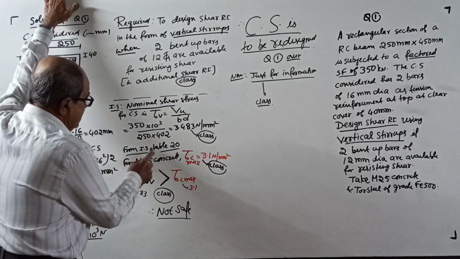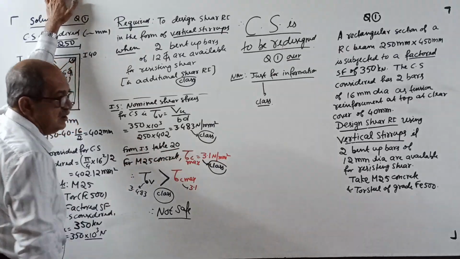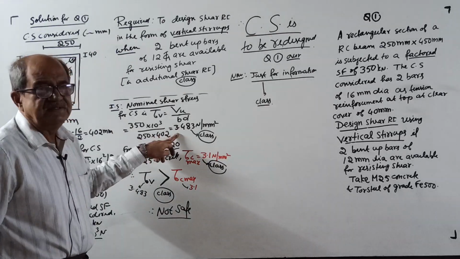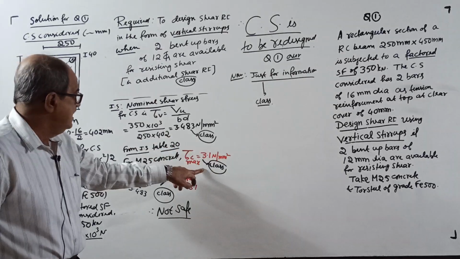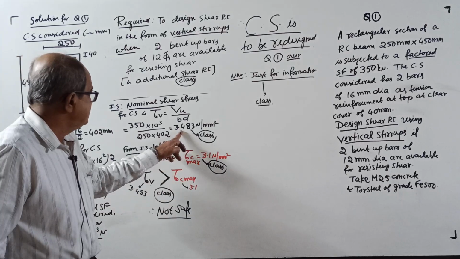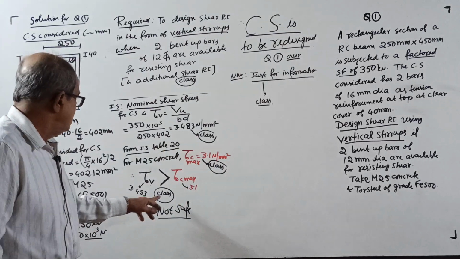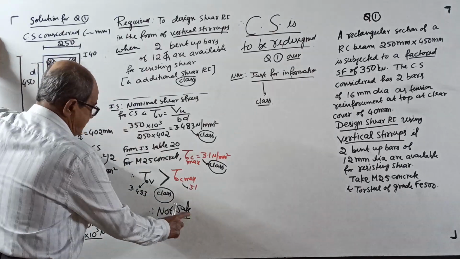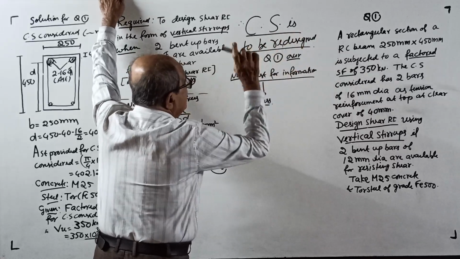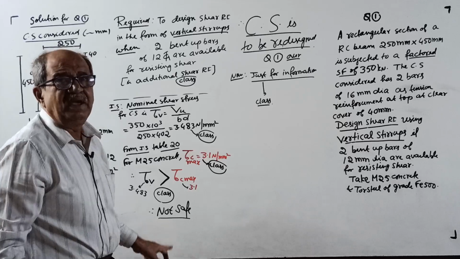From IS code, table 20, for M25 concrete, tau c max is 3.1. Oh, problem. Why? Shear stress is 3.483, but its limit is 3.1. IS code says if the shear stress exceeds the limiting value, tau c max, the cross section is not safe. Therefore, the cross section is to be redesigned. So, question 1 over.